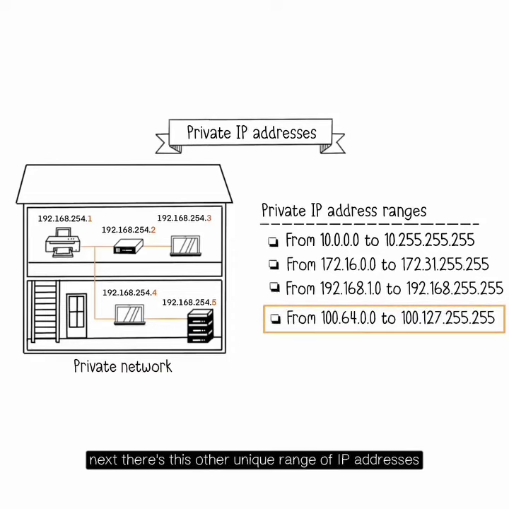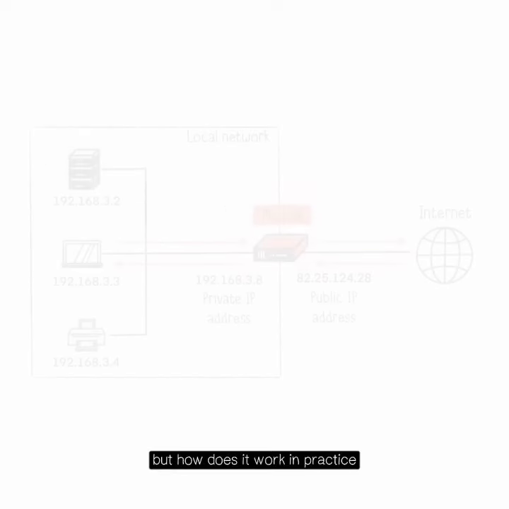Next, there's this other unique range of IP addresses. These are routable IP addresses on the internet, but are used as private addresses for internal use by internet service providers for large-scale NATs. NAT stands for Network Address Translation, which involves translating IP addresses into other IP addresses. I won't go into details here as I have a dedicated video on this topic. In any case, these are reserved private IP addresses. But how does it work in practice?